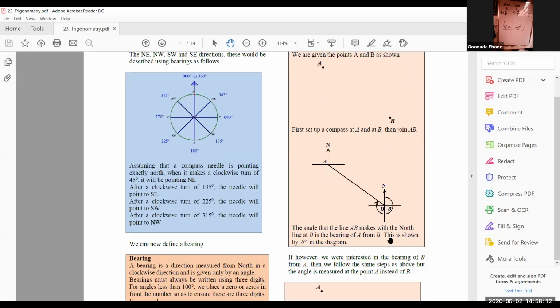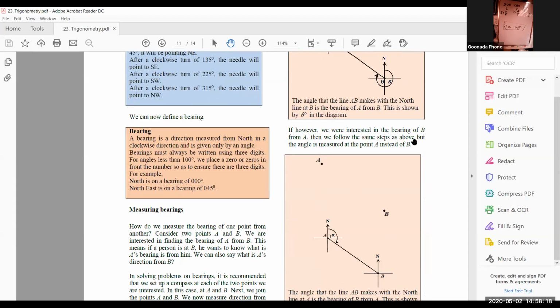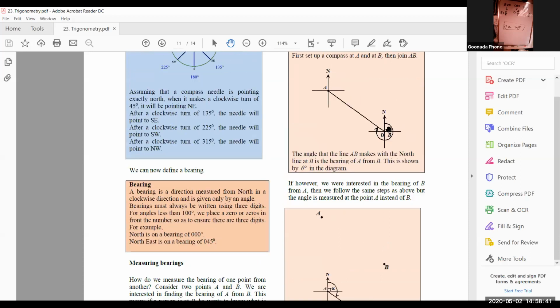Okay, you're all very quiet. So here now, if we were interested in the bearing of B from A, then we would follow the same steps, but the angle is measured at point A instead of point B. So we're measuring it here. Okay? So it'll be measured from north to here. So it'll be 90 plus 45. And this one it would have been 180 plus 90 plus 45, which will give us 315. Okay?